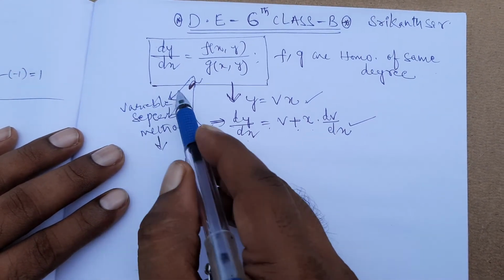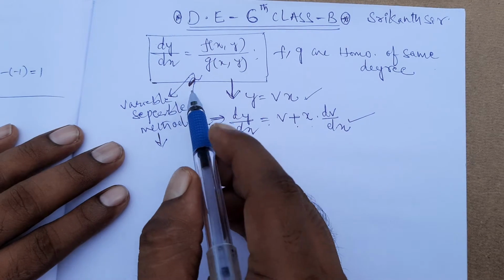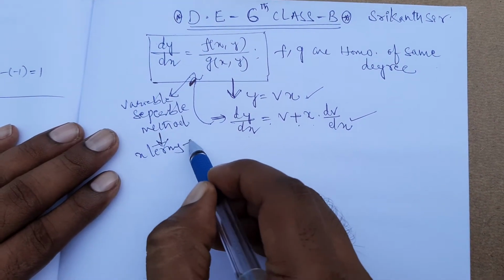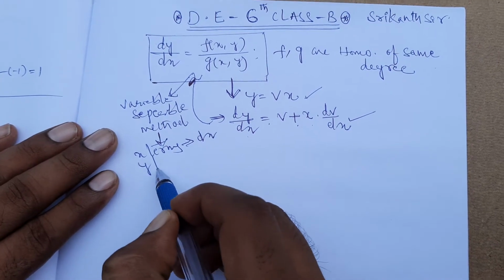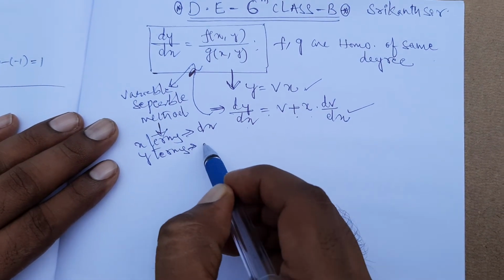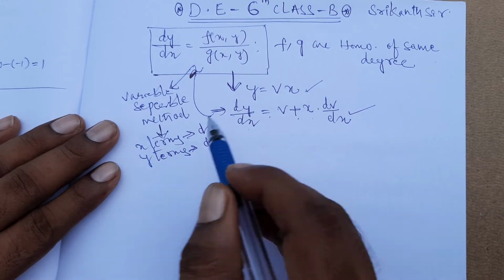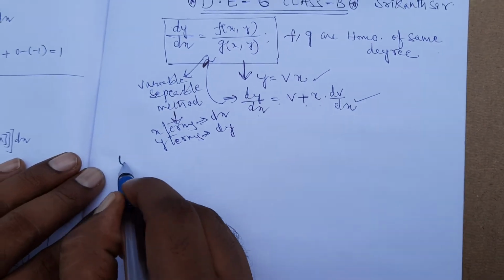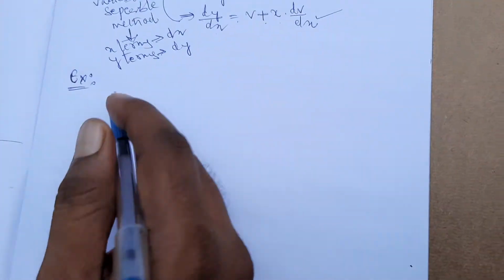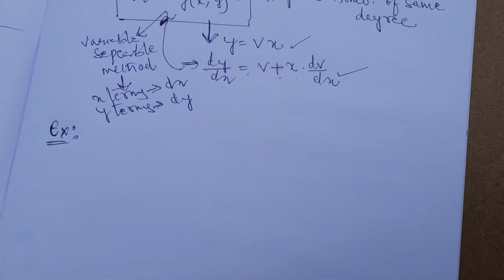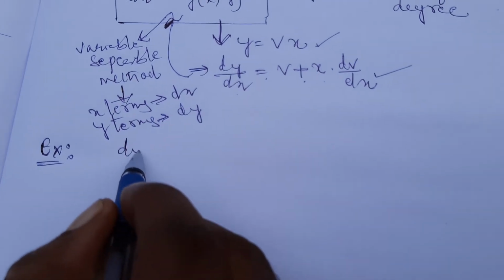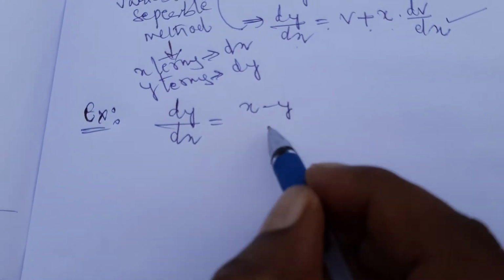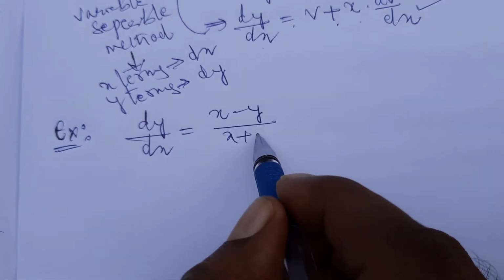How to solve a differential equation by variable separable method, we already gave. The name itself carries the meaning. Variable separable means separate the variables: x terms to the side of dx and y terms to the side of dy. Then by applying integration we get the solution. This is the homogeneous differential equation. One example I will give here.